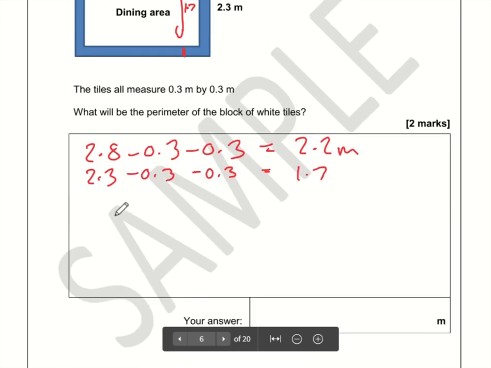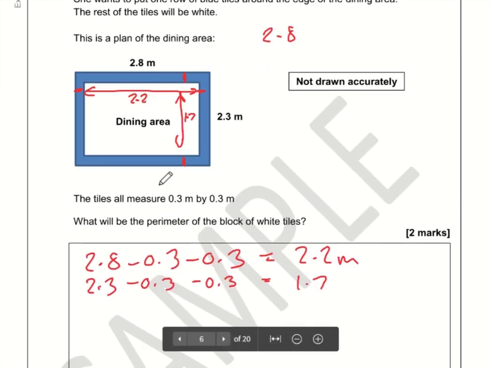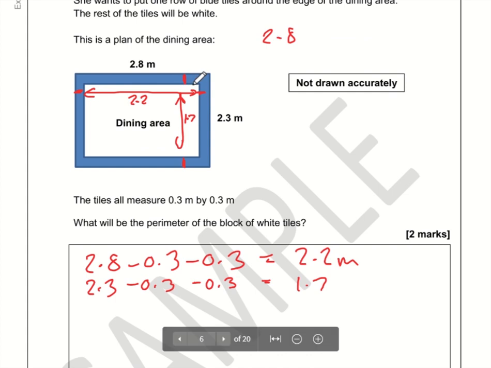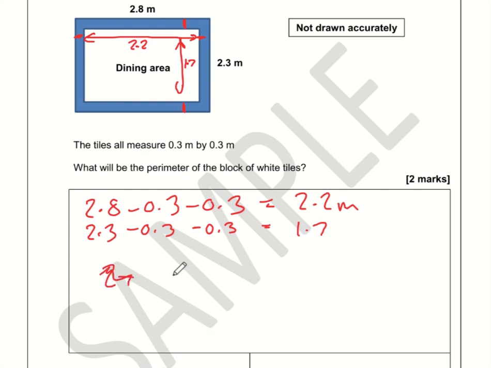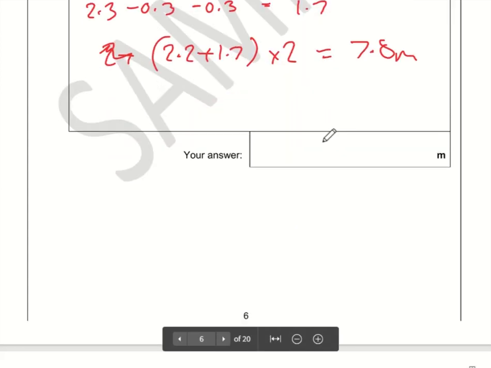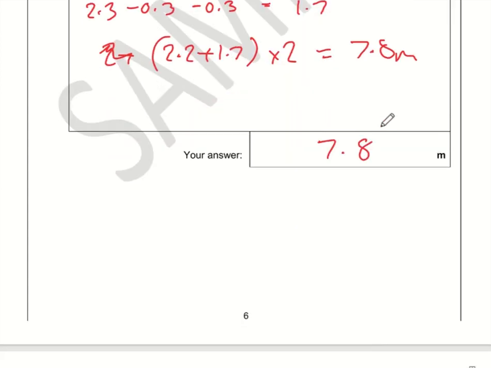So the perimeter is going to be 2.2 plus 1.7 plus 2.2 plus 1.7, or if you prefer, 2.2 plus 1.7 multiplied by 2, and that comes to 7.8 meters. So that's the perimeter of the dining area, 7.8.